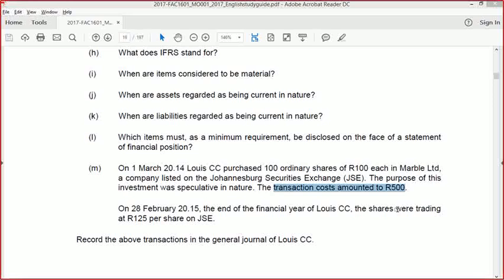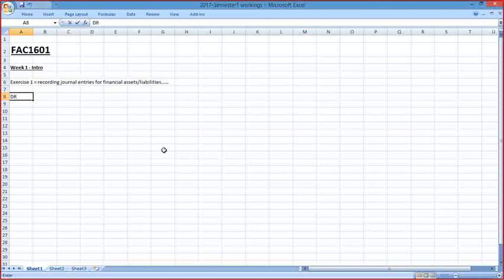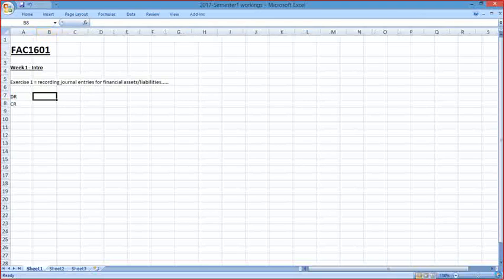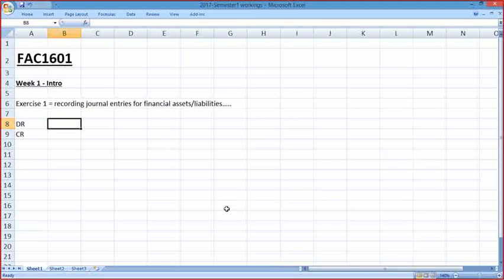So what do we debit and what do we credit? You're going to debit the shares. Why? Because they're increasing. What type of account? It's an asset. Good.